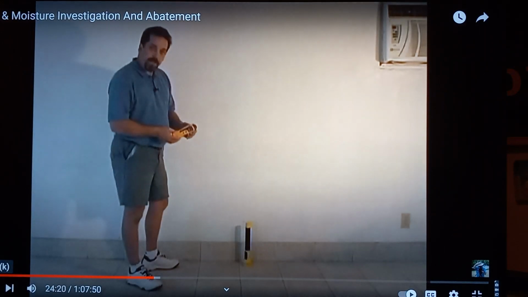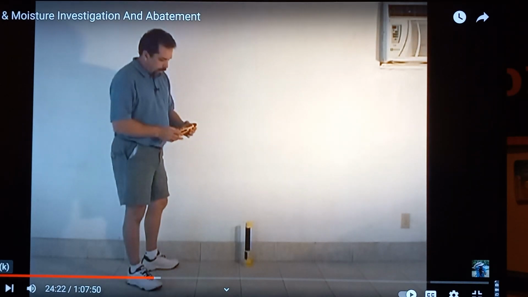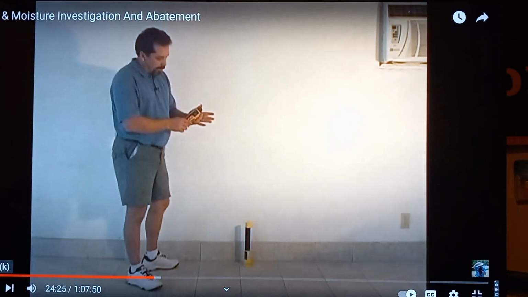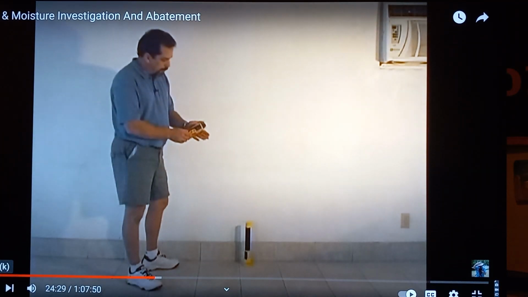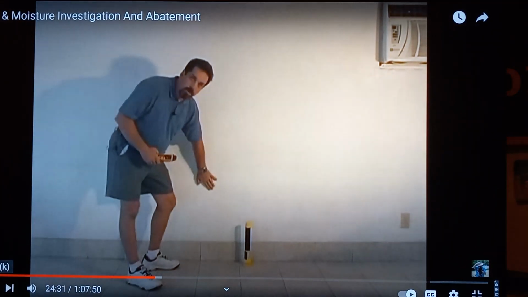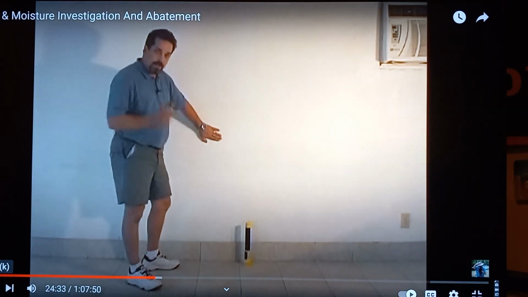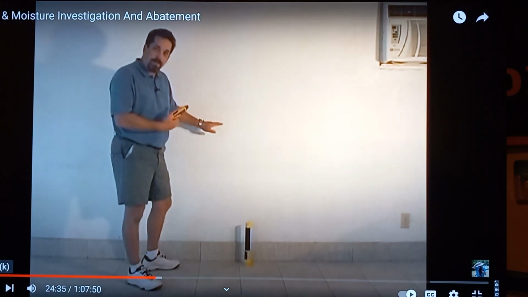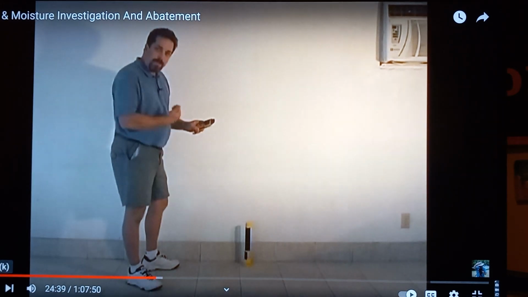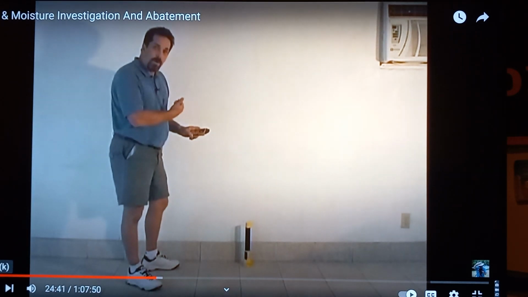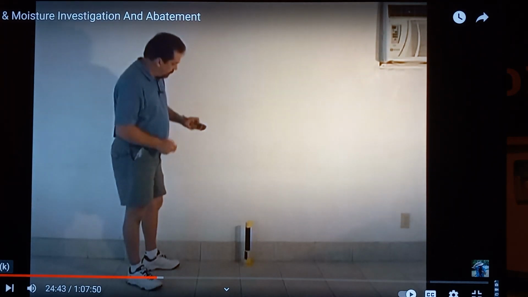Okay, we're going to be using a radio frequency moisture meter, and what this does is actually detect moisture behind surfaces. It's a non-invasive moisture meter, and feeling the wall, it feels dry to the touch. What this will do is actually read behind the drywall, on the back side of the drywall, and this particular one reads about 3/4 of an inch into the wall. There's ones that do have a greater range.